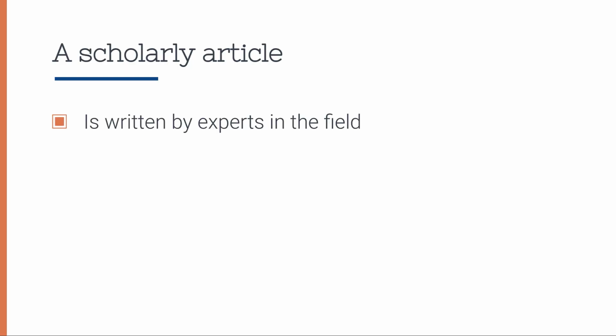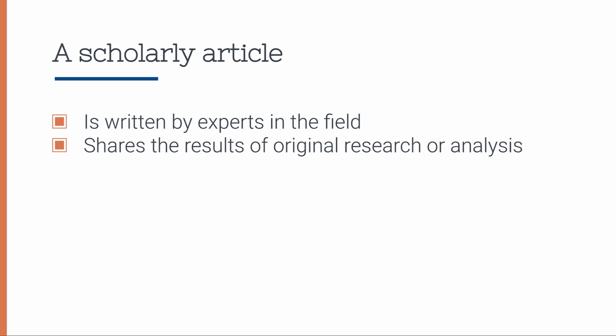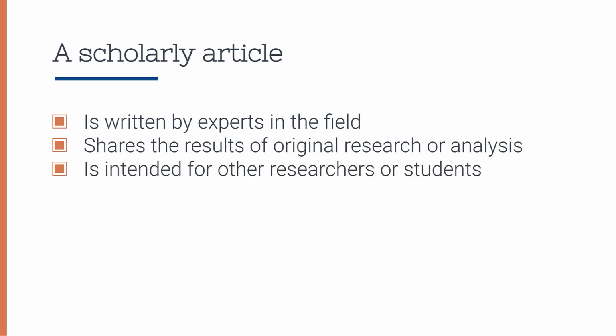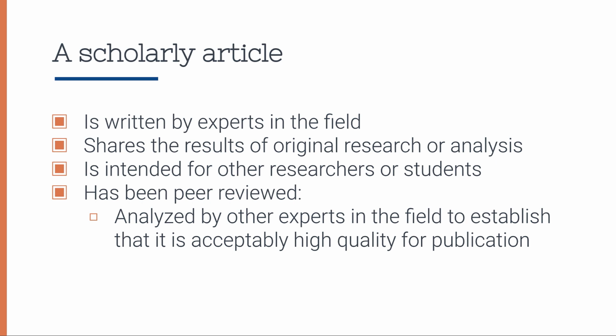A scholarly article is written by experts in the field. It shares the results of original research or analysis. It's intended for other researchers or students like you, and it's been peer-reviewed. That means it's been analyzed by other experts in the field to establish that it is acceptably high quality for publication. They're checking for quality.